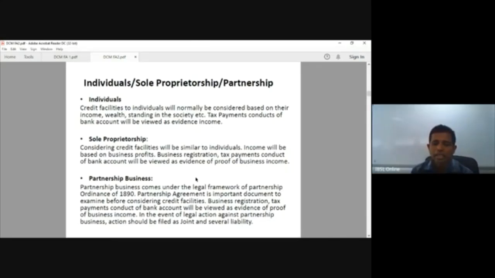Business registration, then tax payments, conduct of bank account will be viewed as evidence of proof of business income. In the event of legal action against a partnership, since there is no legal entity for a partnership, action should be filed as joint and several liability. If you take sole proprietorship and partnership, there should be a proper way of accounting. At least management accounting should be there.